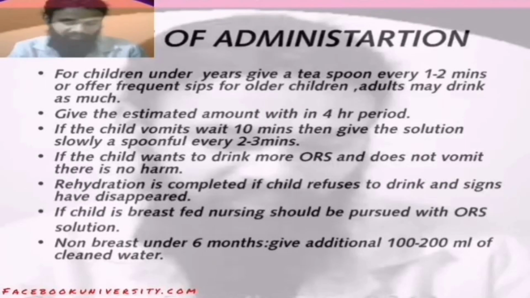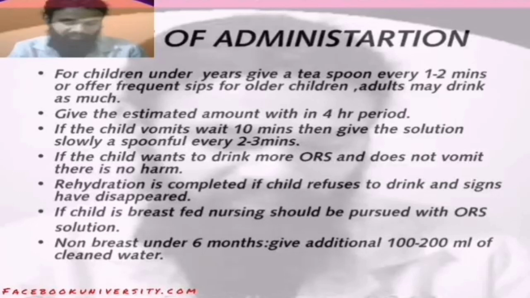Mode of administration. For children under 2 years, give a teaspoon every 1 to 2 minutes or offer frequent sips. Older children and adults may drink as much as they want, but not more than 4 liters a day. Give the estimated amount within a 4-hour period. If the child vomits within 10 minutes, then give the solution slowly, a teaspoonful every 2 to 3 minutes. If the child wants to drink more oral rehydration salt and does not vomit, there is no harm.